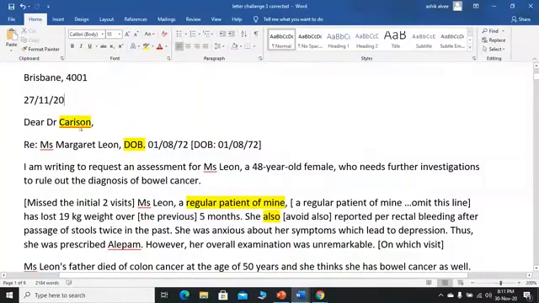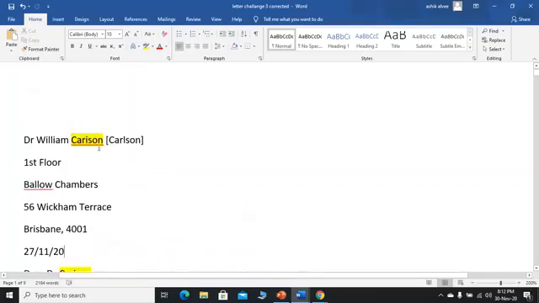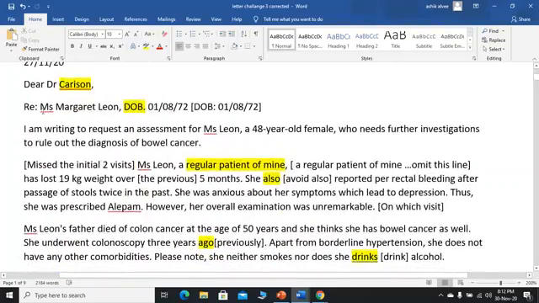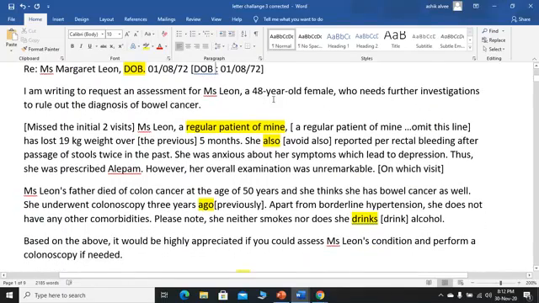Then, Dear Dr. Carson, the spelling is again a mistake. It should be Dr. Carlson. So, regarding Mrs. Margaret Leon, date of birth. After date of birth, you have to put a colon, not a dot. So date of birth colon the date of birth. I'm writing to request an assessment for Ms. Leon, a 48-year-old female who needs further investigations to rule out the diagnosis of bowel cancer. Very good introduction. With this type of introduction, you can get 3 out of 3.